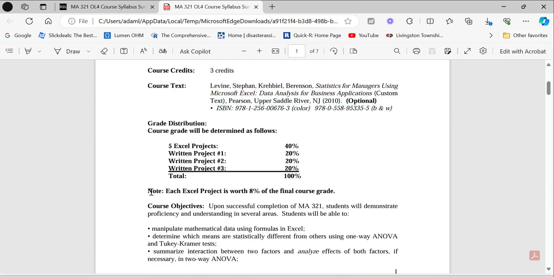The next important item is the grade distribution. Grade will be determined by the following items, right? So you're going to have 5 Excel projects. It's worth a total of 40%. That means each Excel project is worth 8%. And then written project number 1, 20%, written project number 2, 20%, written project number 3, 20%, right?